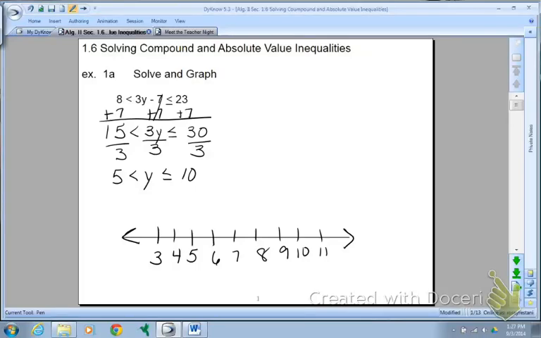When we go to graph, we're going to have an open circle at 5, a closed circle at 10, and everything in between. Now, let's refresh our memory on how to put this in interval notation. Interval notation is far left to far right. And when the number is not included, we use a parenthesis. So 5 to 10, and the 10 is included, so we use a bracket.